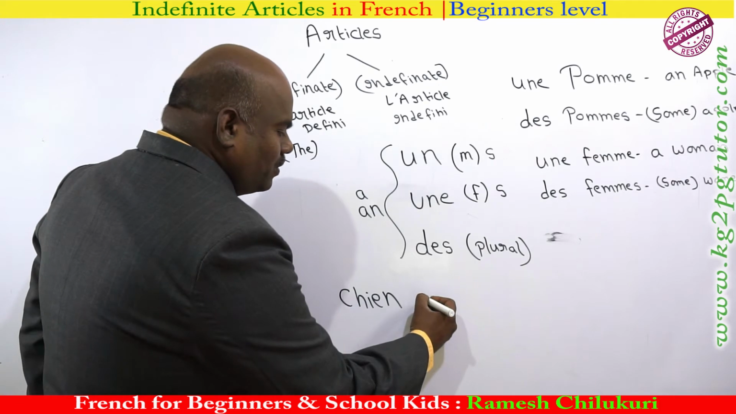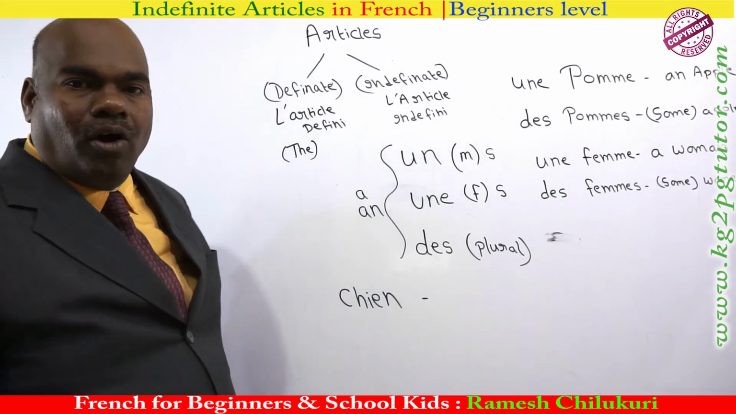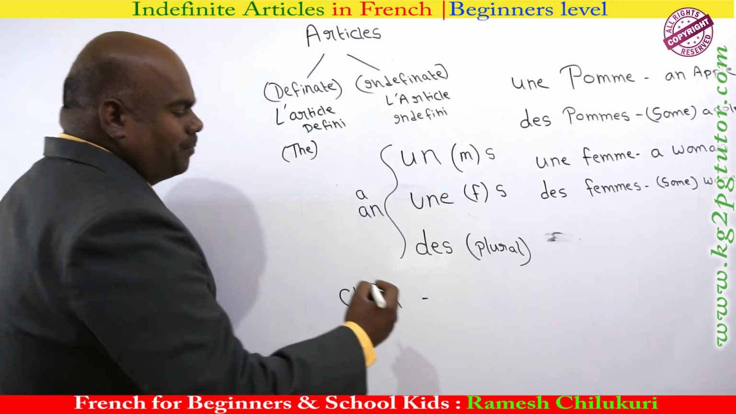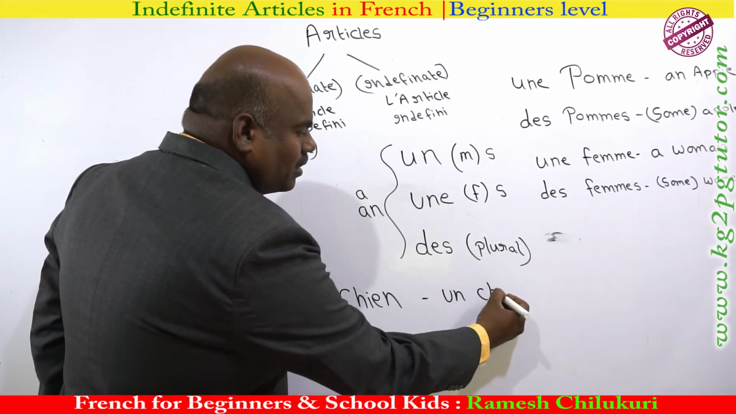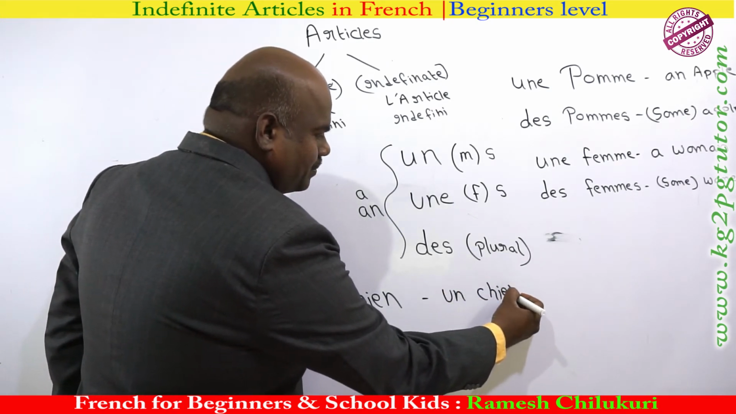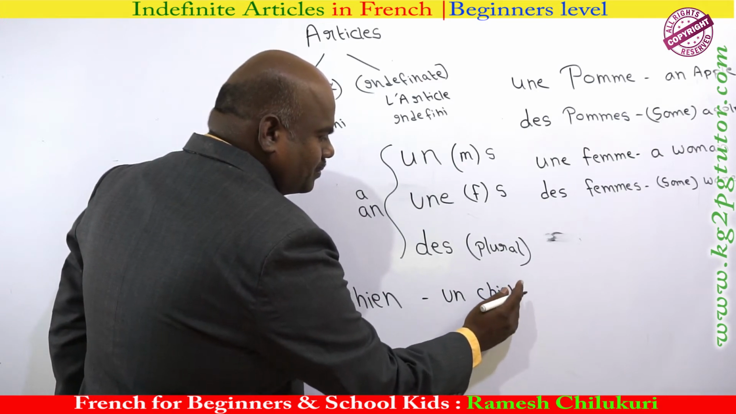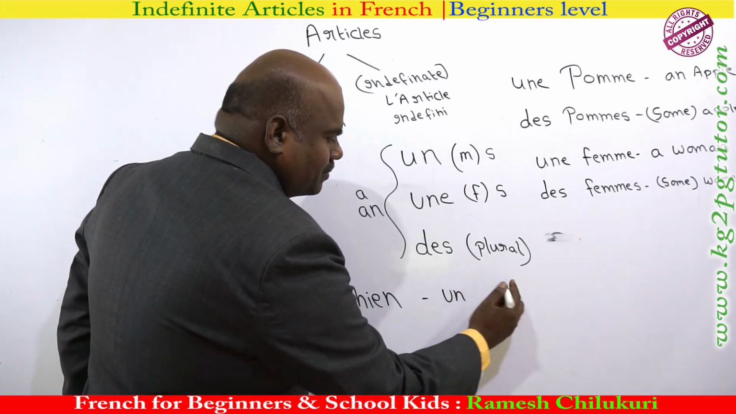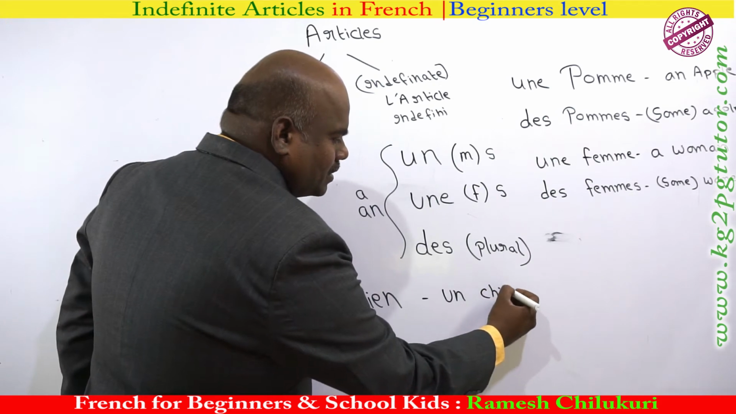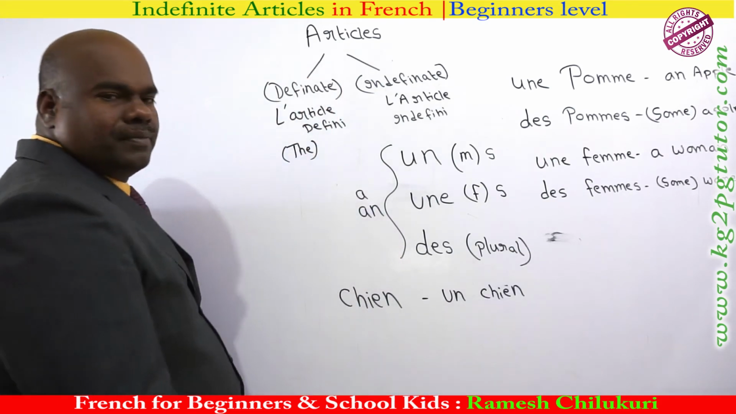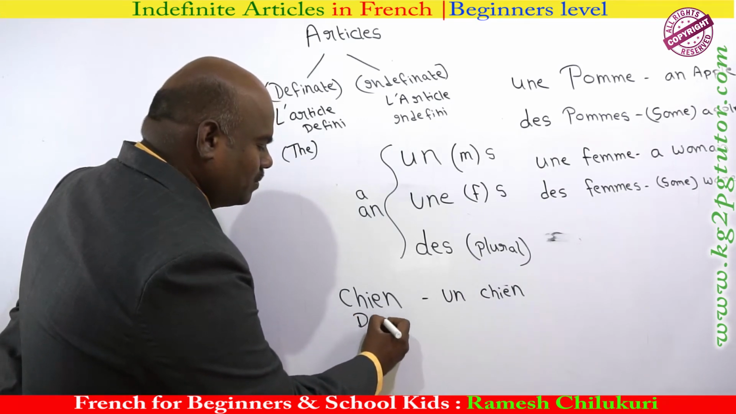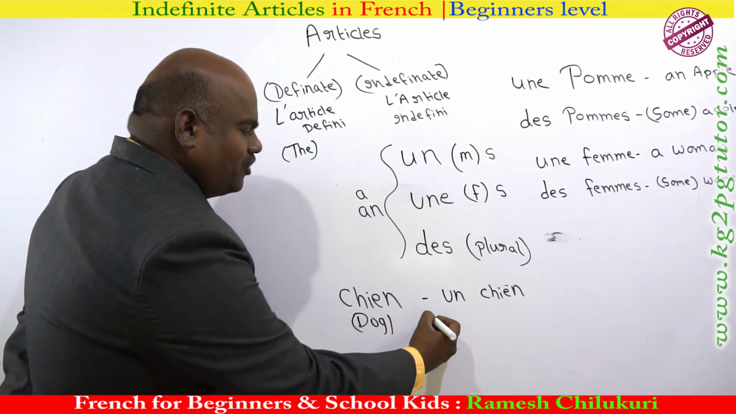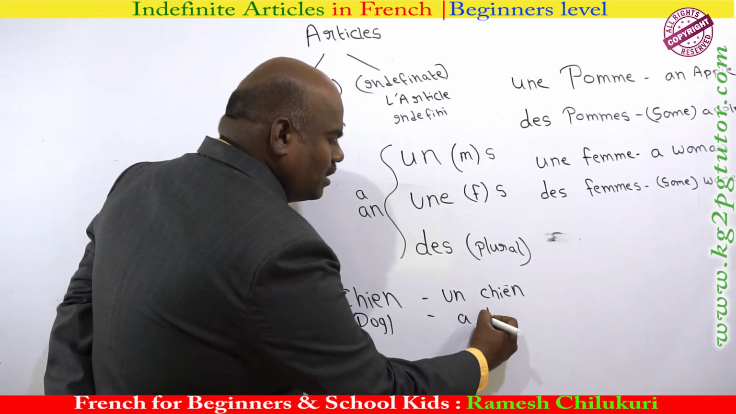So, when you want to say a dog, since it's a male dog, you will say un chien. Here we are writing just this as a dog, and this will be a dog.